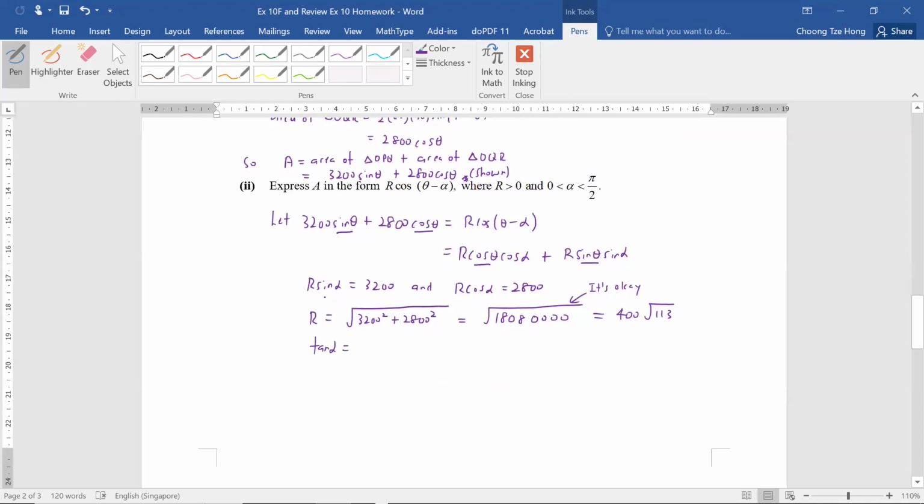Okay, so besides R, we also need to find alpha. So remember, tangent will be sine over cosine. So in this case, it should be 3200 over 2800. Okay, so alpha is going to be, okay, in this question alpha is in radians. So be alert, change your calculator to radian mode. So alpha will be 0.8520. Four significant figures will be enough, because this is a working step, so just one more significant figure, then the final answer will be in 3 significant figures. Okay, so therefore A will be equal to 400 square root 113 cosine of theta minus 0.8520. Right, so this will be the answer.